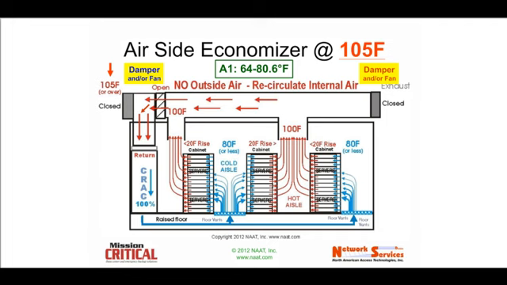So here's an example. Once we've broken through the temperature barrier, now we've got 105 on the outside. Clearly, we shut off all the outside air, and we now cycle the recycled air back to where we started, and we're running purely on 100% internal air.